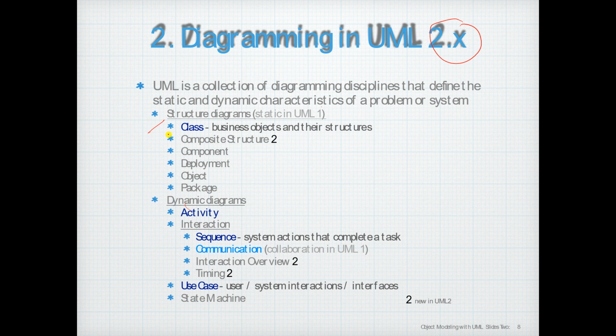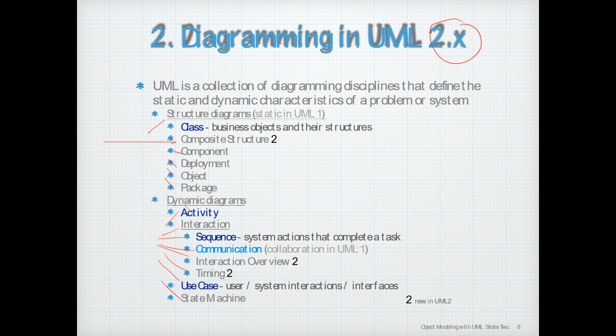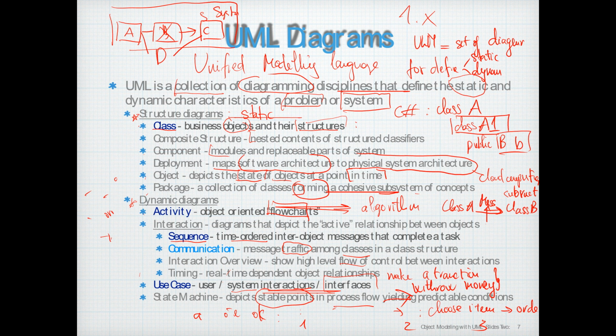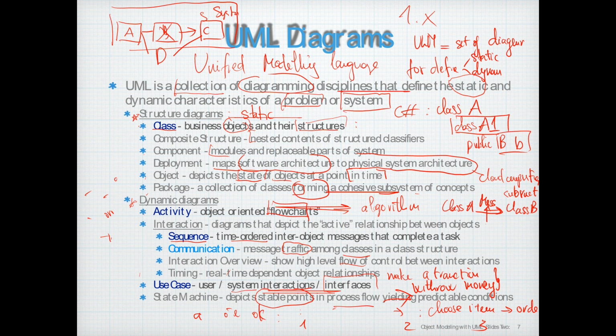In the structure, it has class, component, composite, component, deployment, object, and package. Dynamics has activity, interaction, sequence, communication, interaction, timing, use case, and state machine. You can compare between UML 1.x and 2.x, some are different. For example, almost the same.